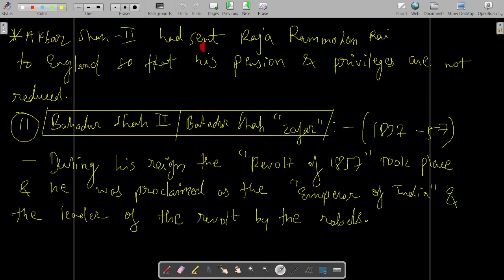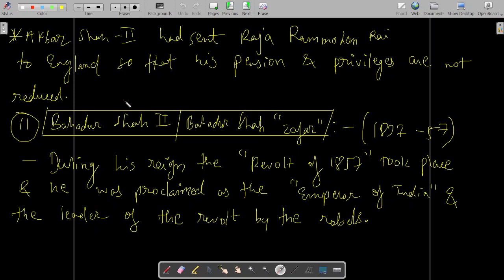Akbar Shah II had sent Raja Ram Mohan Roy to England so that his pension and privileges are not reduced. Okay, so Akbar Shah II was helpless in front of the Britishers. So Akbar Shah II had sent Raja Ram Mohan Roy as his messenger to England so that his pension and privileges are not reduced, they are continued.